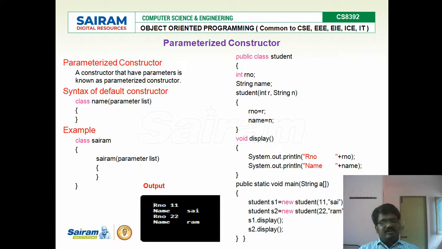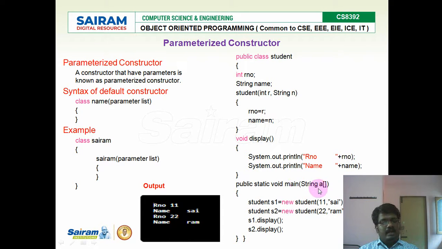So what is the duty of a constructor? A constructor is going to initialize the values. The default constructor initializes the values, and the parameterized constructor uses its parameters to initialize the values. That is the point. A parameterized constructor is a constructor which has parameters, and with those parameters it initializes the member variables. The display function displays the roll number and name to the output console.